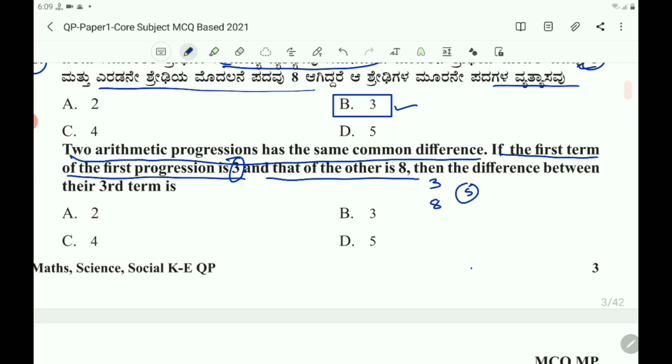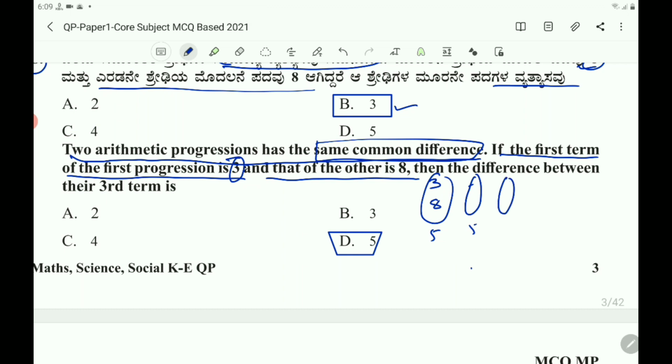8 minus 3 is 5. The difference is 5. The difference between the first terms of the first progression and second progression is 5. So here the answer is 5. Here the common difference is the same. As the common difference is the same, the difference between the first terms of both APs becomes the difference of all the terms. Here the difference between the first terms is 8 minus 3, 5. The difference between the second terms is also 5. The difference between the third terms is also 5.